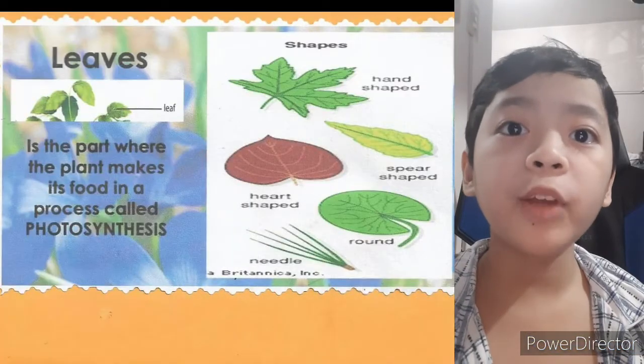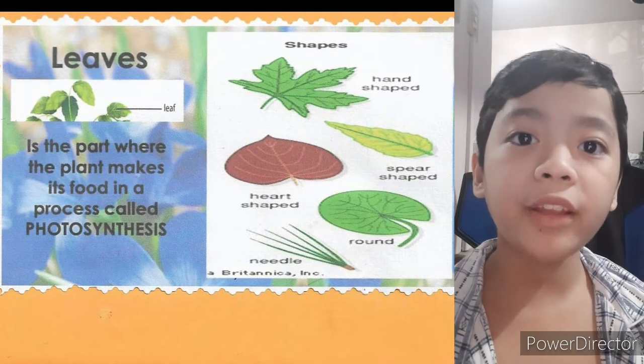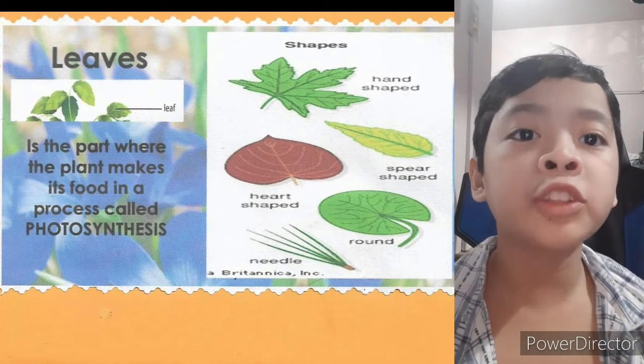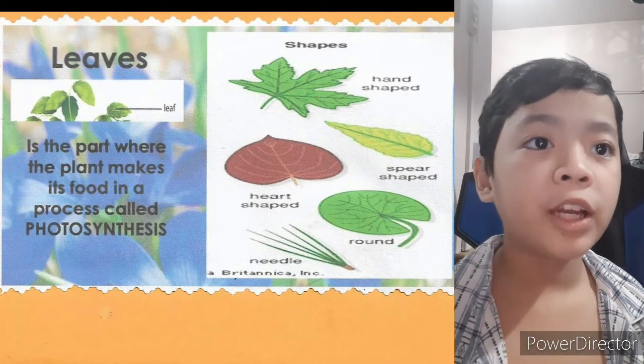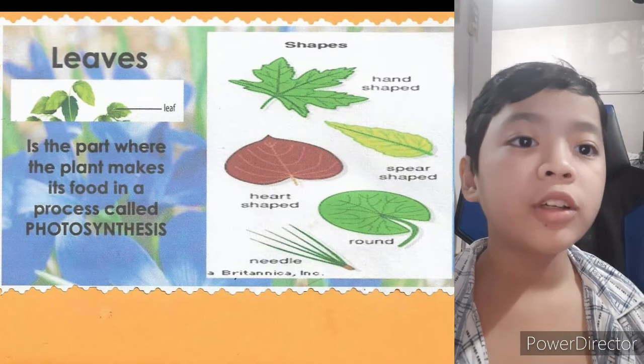Leaves. Leaves are the part where the plant makes its food in a process called photosynthesis. Shapes. Hand shapes. Heart shapes. Spear shapes. Round. Needle.